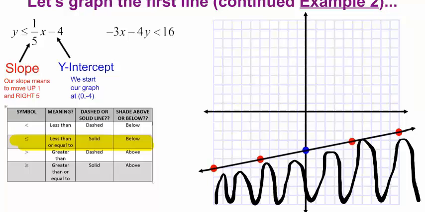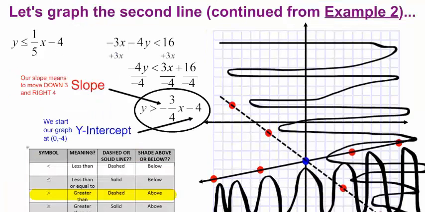Now, once we have our points graphed, we have to look at our table. Here we see it's less than or equal to, so we find that symbol in our table. We see it's going to be a solid line, as you see on the right, and that we're going to shade below. So the shading is done below the line. We've successfully graphed our first linear inequality, but now we need to graph our second linear inequality.